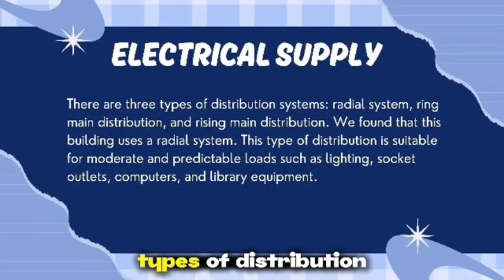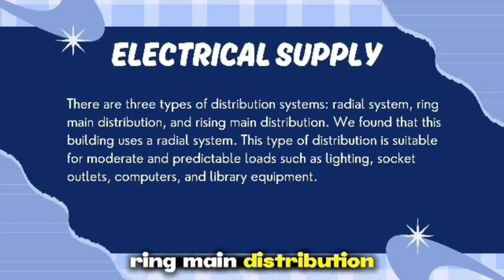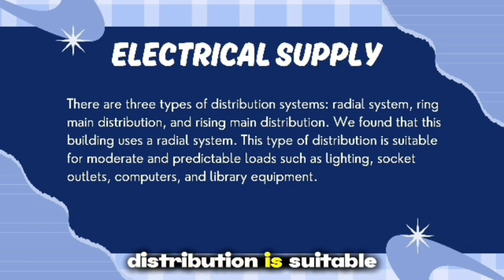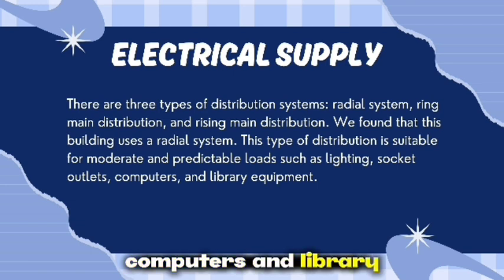There are three types of distribution systems: radial system, ring main distribution, and rising main distribution. We found that this building uses a radial system. This type of distribution is suitable for moderate and predictable loads such as lighting, socket outlets, computers, and library equipment.